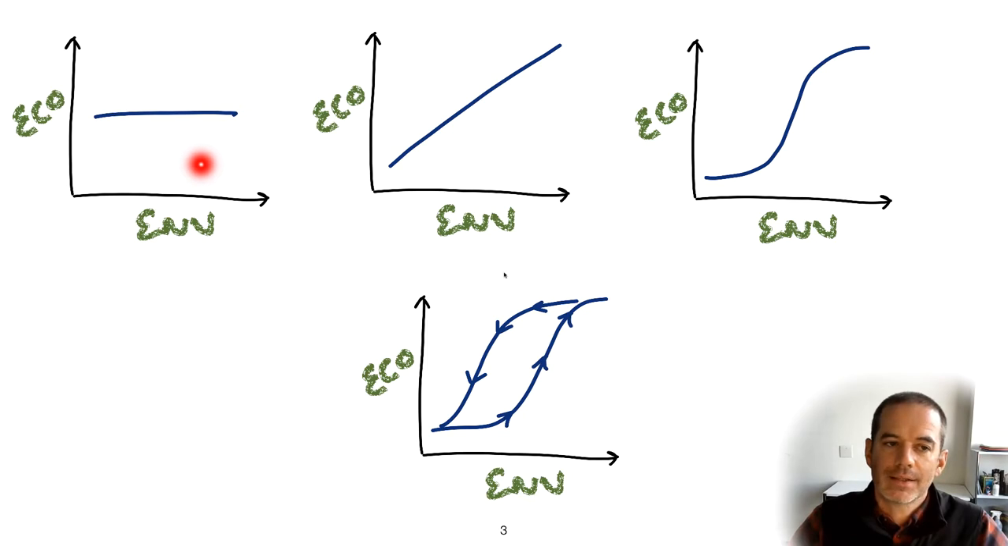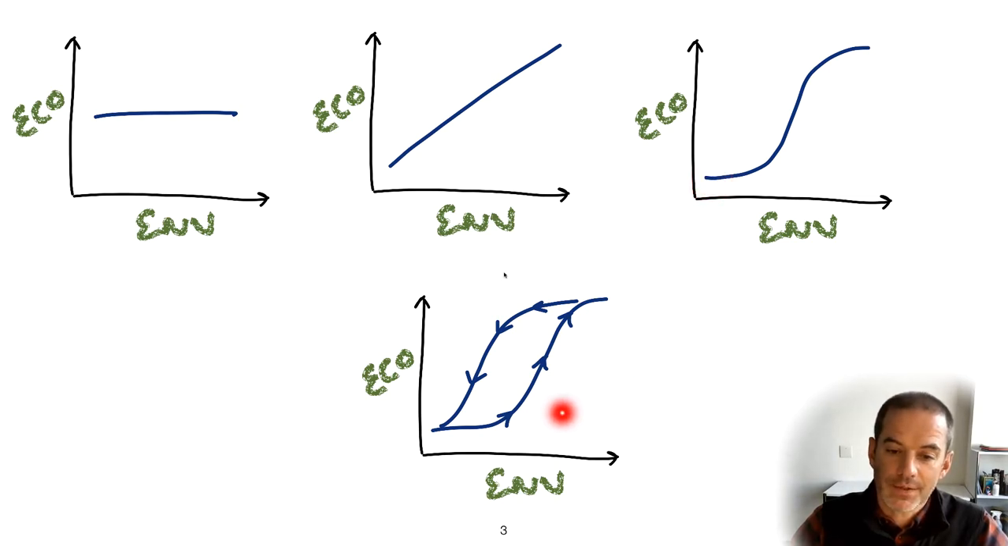In this case, we have an ecosystem that is robust or insensitive to environmental variation. There's nothing changing here when the environment changes. In this situation, it's a relatively linear change in the ecosystem property as the environment changes, a relatively predictable situation. And here we have a more threshold or discontinuous relationship. Actually, it is a continuous relationship, but it's more threshold-like. And in some regions of environmental change, there's relatively rapid change in ecosystem properties.